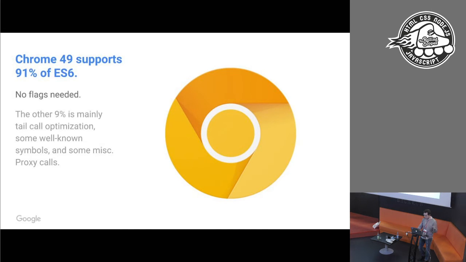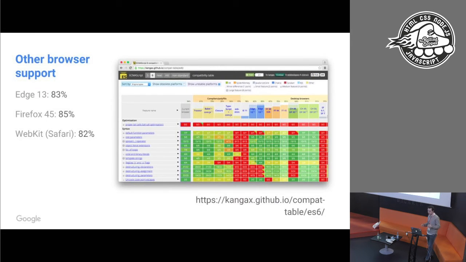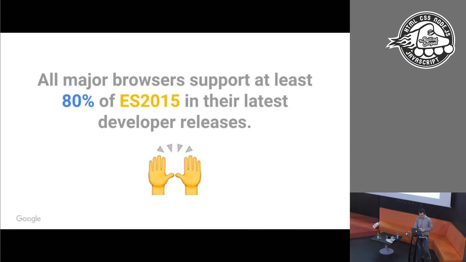But it's not just Chrome. Other browser support is really, really good. We've made incredible leaps and gains in just the last 2 to 3 months. So Edge's latest release version is now at 83% support for ES6, ES2015. Firefox's latest version is at 85%, and WebKit is at 82%. These are good numbers, and we're closing the gap to 100% very, very fast.